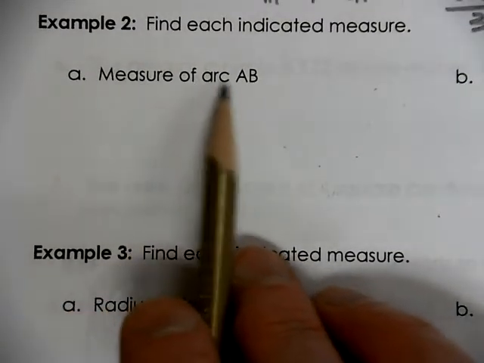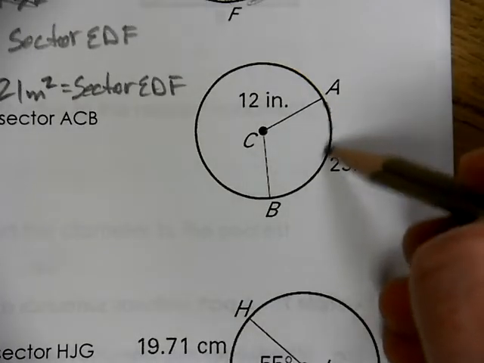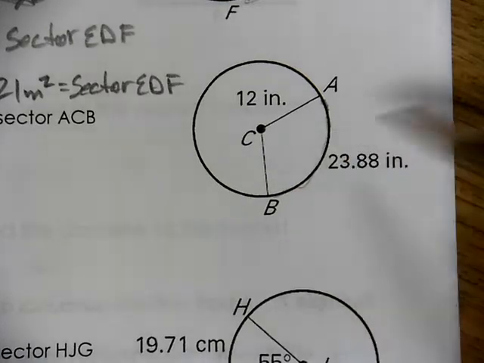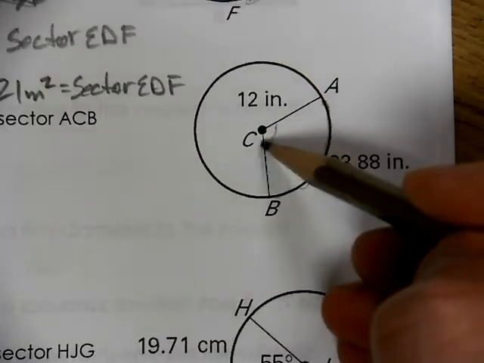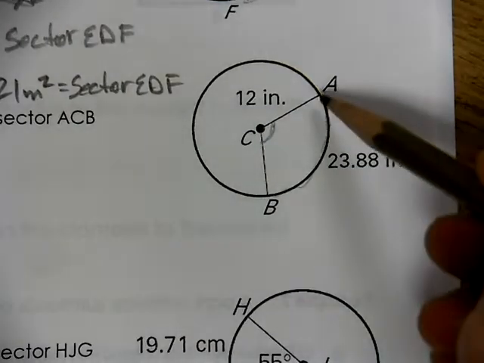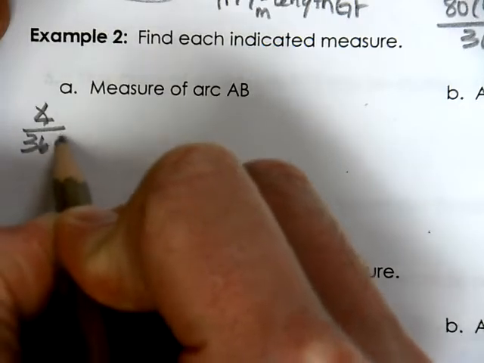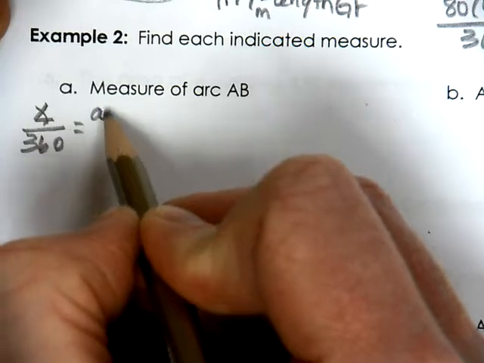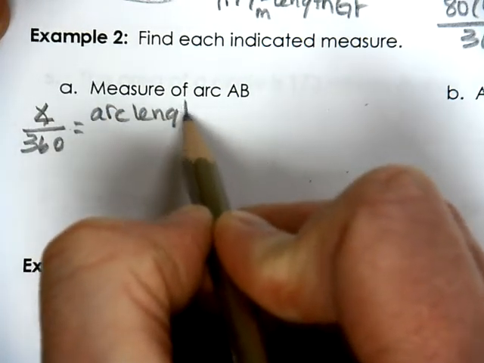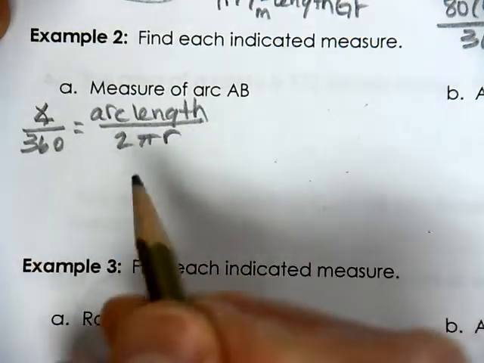Next, we're going to find the measure of arc AB. Well, here, this would be our measure. When we talk about measure, we're referring to the angle value. So essentially, we want to know what our central angle is going to be. That's the measure of the arc. So the formula we use is the angle over 360, that's the angle we're looking for, over the arc length over the circumference, 2 pi r.